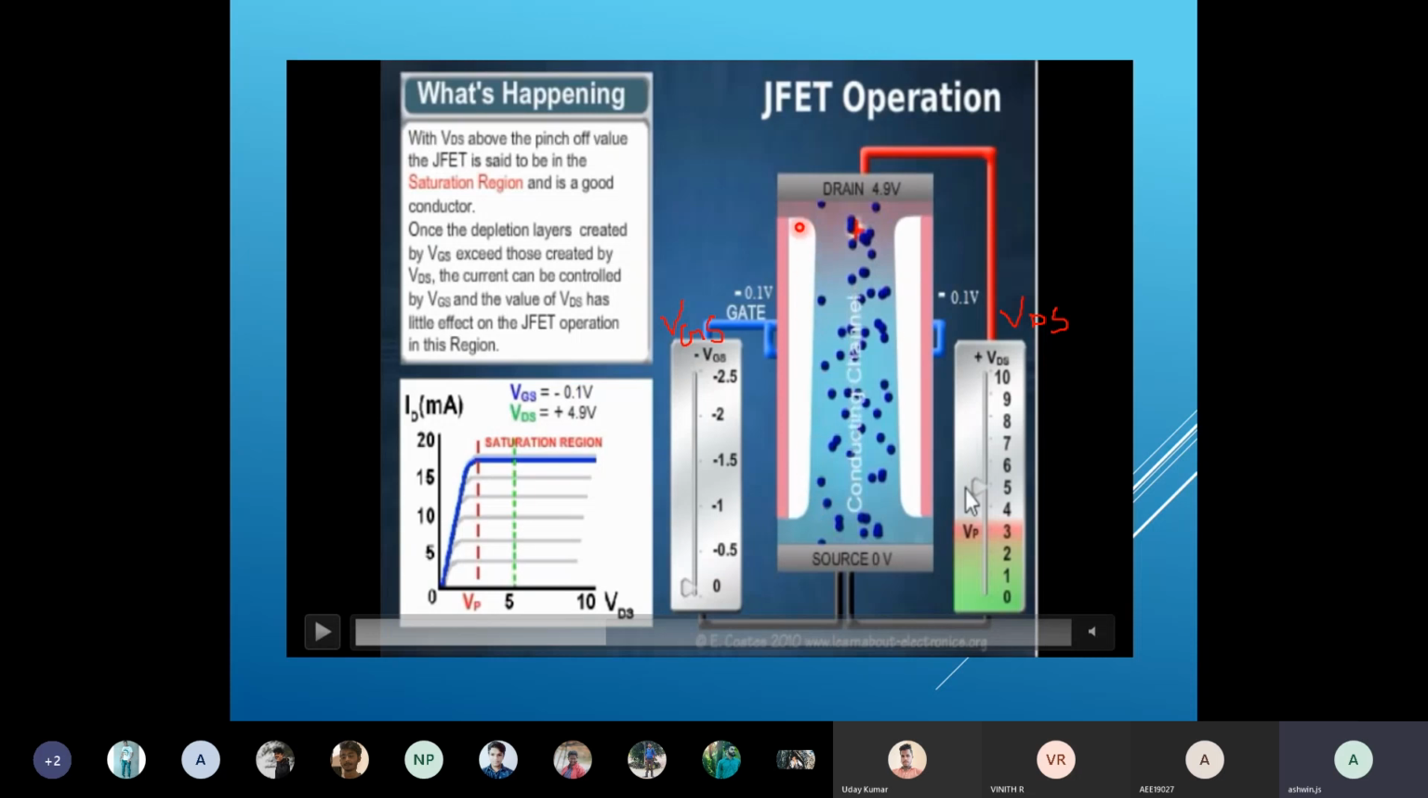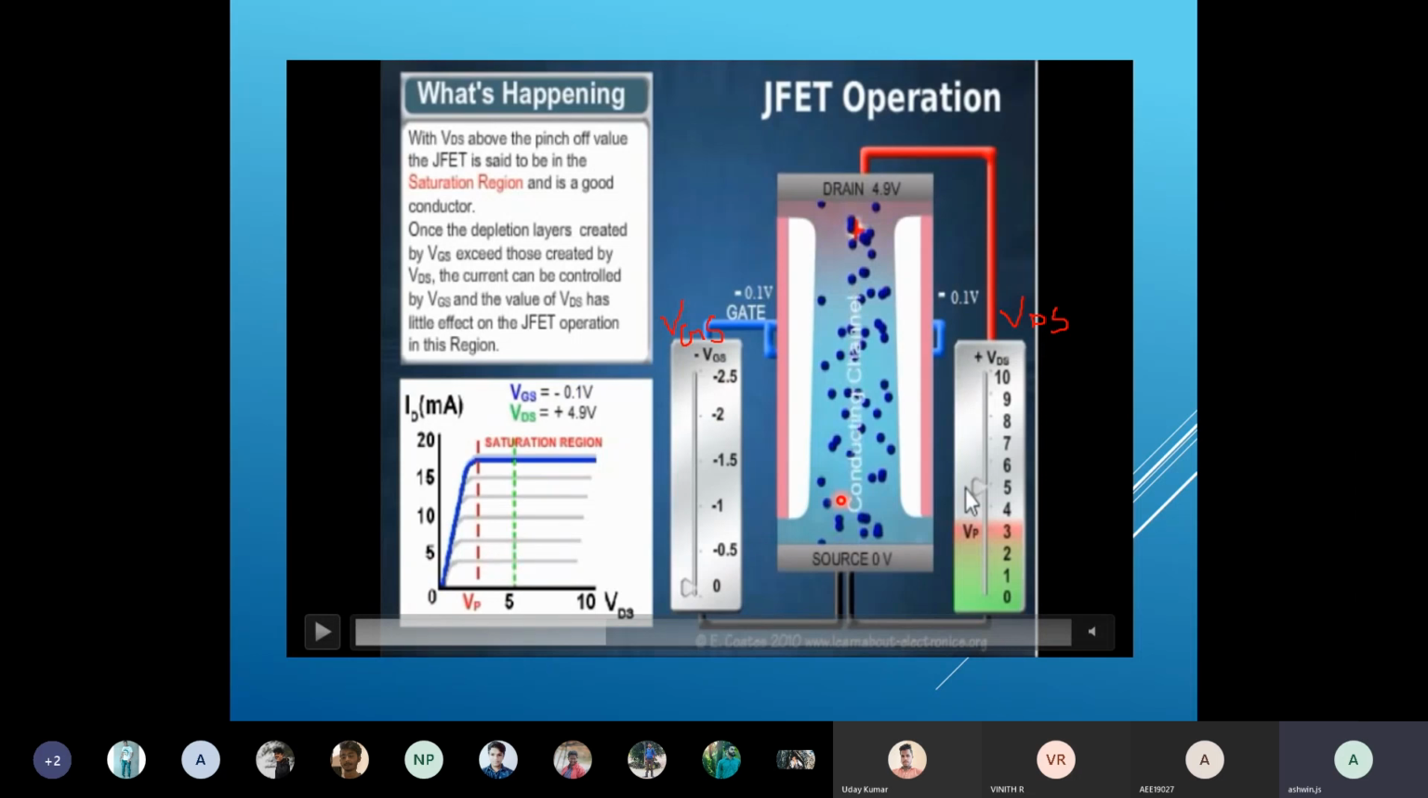Due to the reverse bias condition, the depletion layer increases, so the maximum amount of current will be controlled. If I keep it at minus 1.5, the depletion layer becomes very high. At that time, if you observe, the maximum current becomes very small. For example, if I keep minus 2.5, the output current will be 5 or 6. It keeps on reducing.